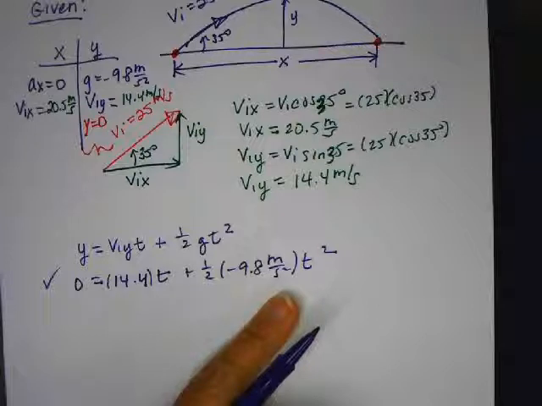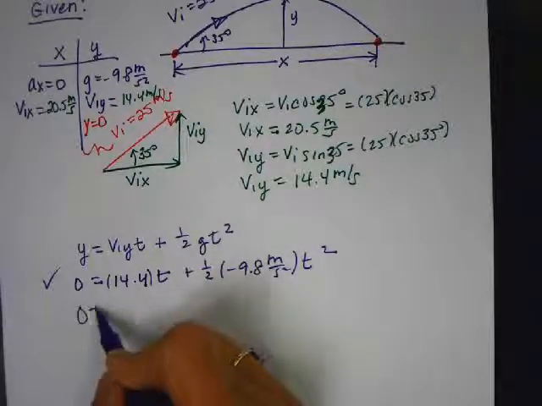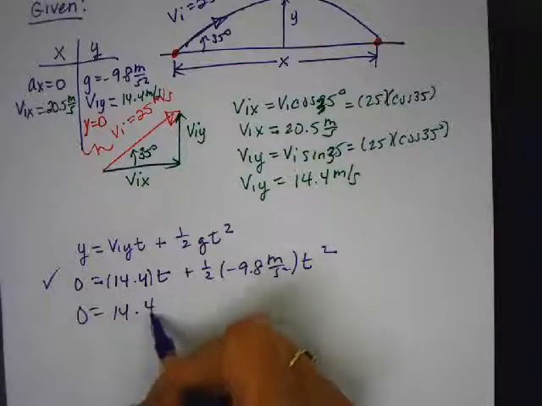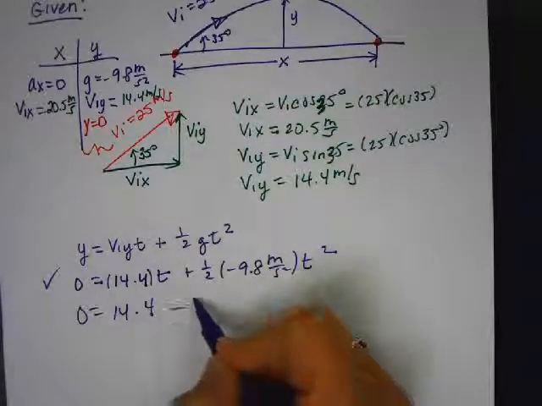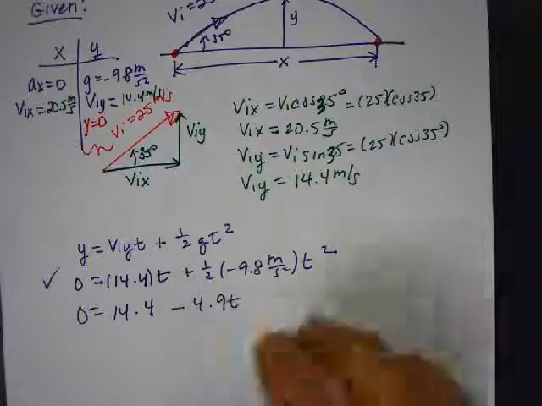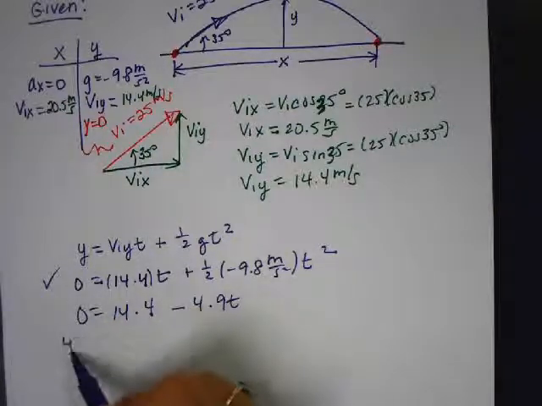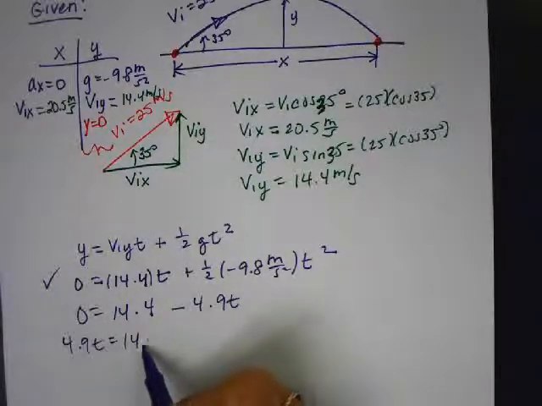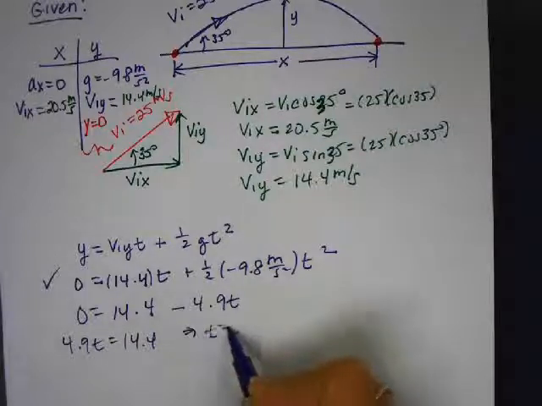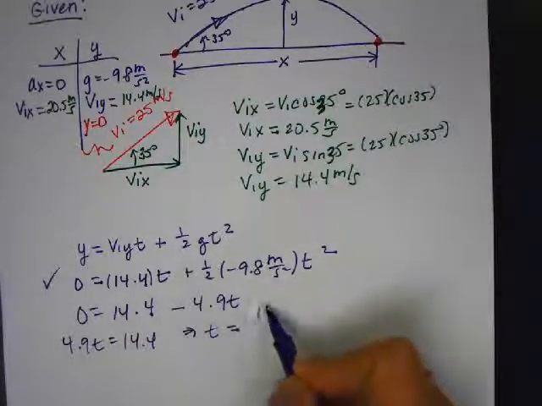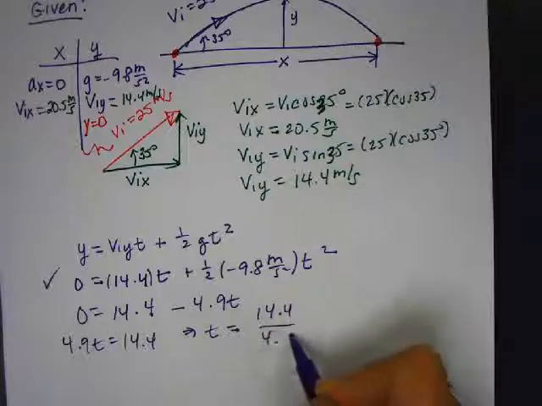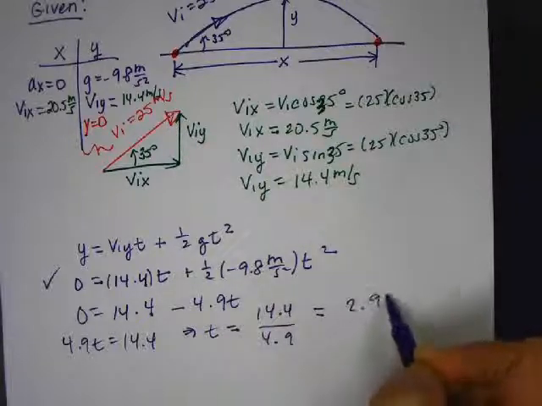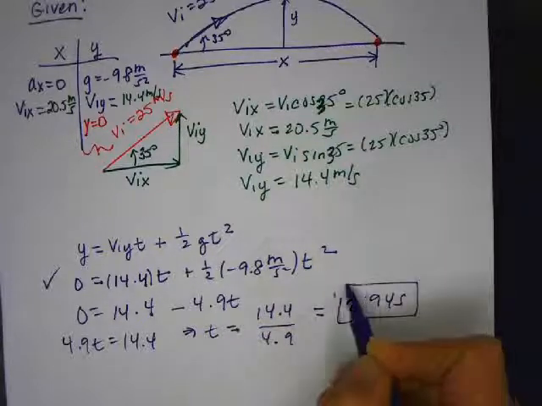Because we know we're only going to use the positive root, which you shouldn't do in math class, I could factor out a t and have 0 is equal to 14.4 minus 4.9t. Put that on the other side. 4.9t is equal to 14.4. So t is equal to 14.4 divided by 4.9, which comes out to be 2.94, like 3 seconds.